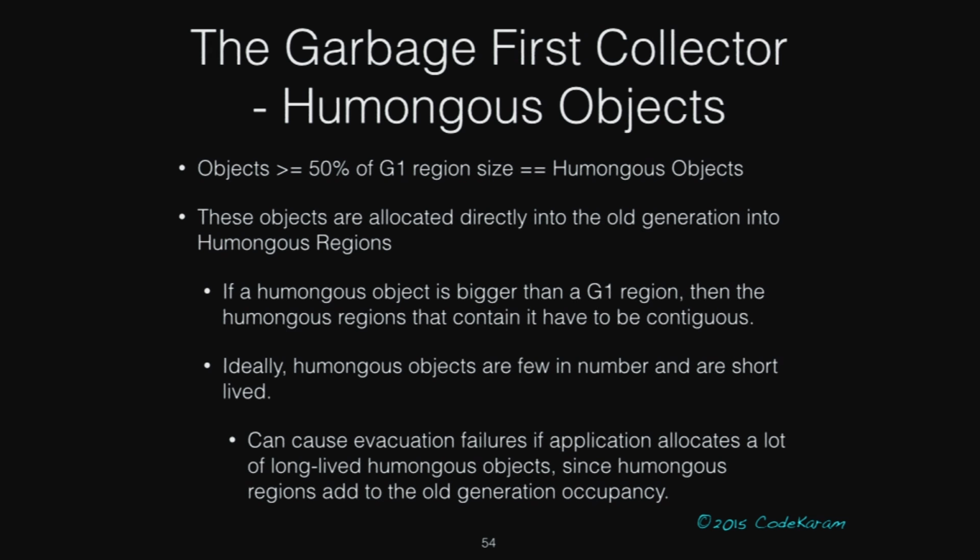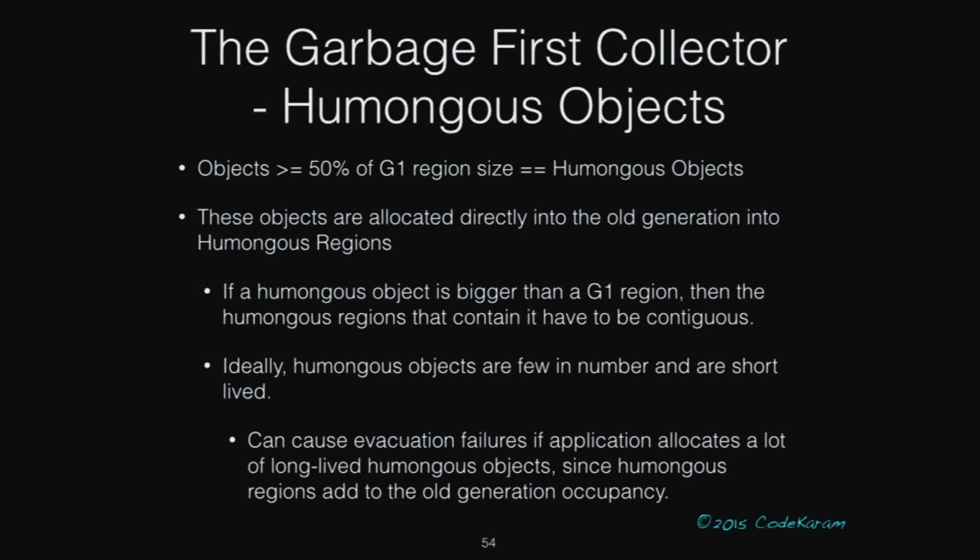There were other issues with humongous regions and humongous allocations, and they could lead to evacuation failures. Something's been done recently that I'm going to talk about here. The reason they would cause evacuation failures is that some applications may have a lot of humongous objects, and a lot of long-lived humongous objects.